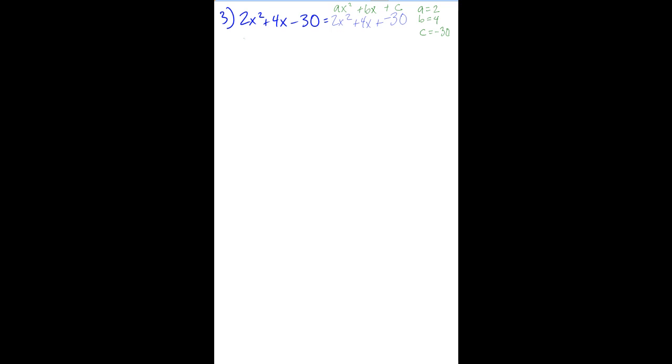So we know we need to find 2 numbers that add to get 4 and multiply to get 2 times negative 30, which is going to be negative 60. Okay, so what are the factors of negative 60? Well, we could do 2 times 30, but negative 2 and positive 30, or positive 2 and negative 30 are never going to add together to get 4. We're going to need numbers that are a bit closer together, so I might try bigger numbers.